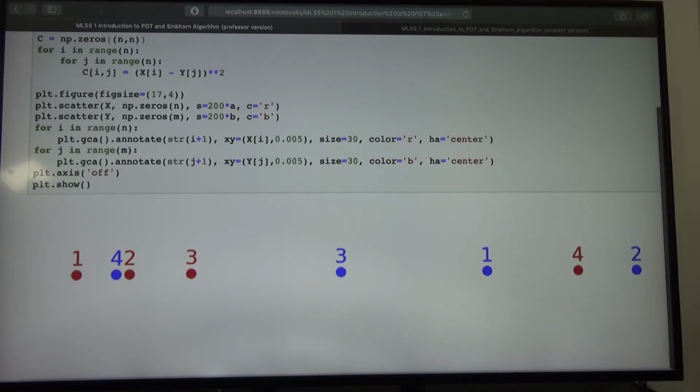Okay, so let's go back to this one-dimensional case. In this one-dimensional case, we know by the theory that we just have to sort the points. So here, the optimal coupling, we know by theory, should be red 1 with blue 4, 2 with 3, 3 with 1, and 3 with 2, right? We just match the leftmost red to the leftmost blue, the second leftmost red to the second leftmost blue, and so forth.